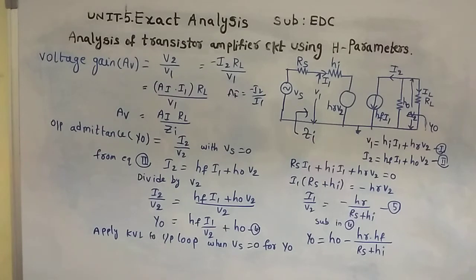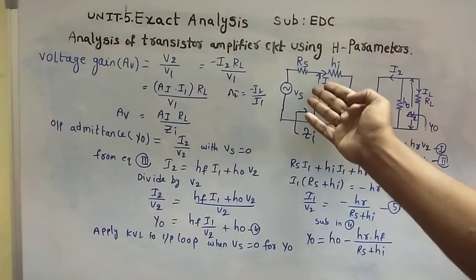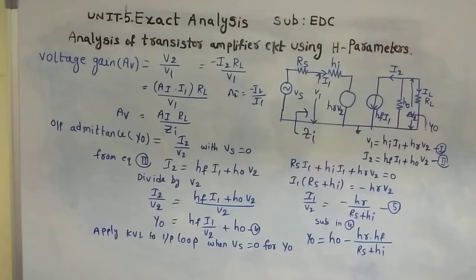Similarly, here we have another two parameters, AVS and AIS. When we consider the voltage source resistance Rs also into consideration, then current gain and voltage gain, nothing but overall voltage gain is AVS, overall current gain is AIS. We have to find those two also.